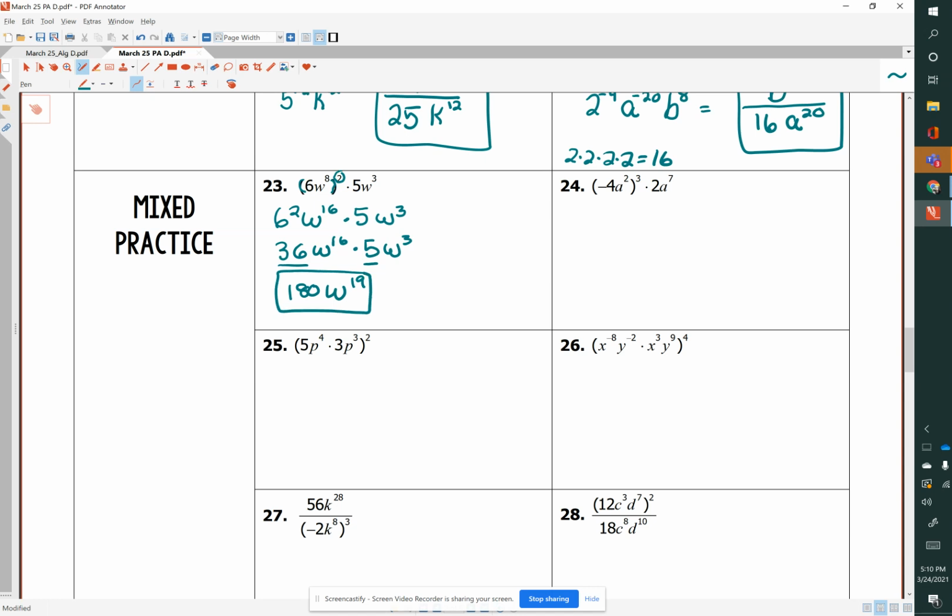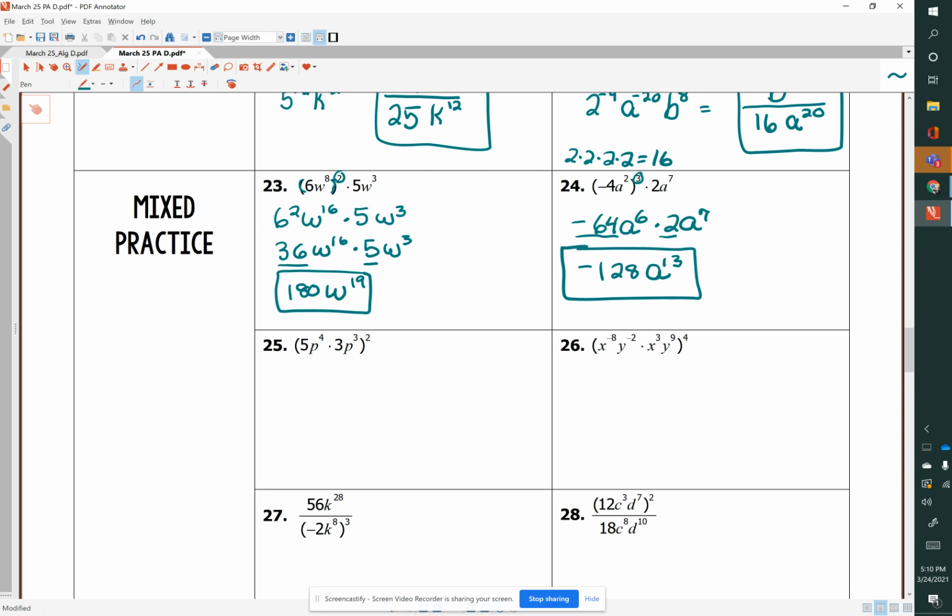So let's go to number 24. We have negative 4 to the third power. That's negative 4 times negative 4 times negative 4. So that's negative 64. A, 2 times 3 is 6, times 2a to the 7th power. So remember, the power rule, we multiply. The product rule, when we multiply exponential terms, we add the exponents. So now we have negative 64 times 2, which is negative 128. And a, 6 plus 7 is 13. And that is our final answer there.